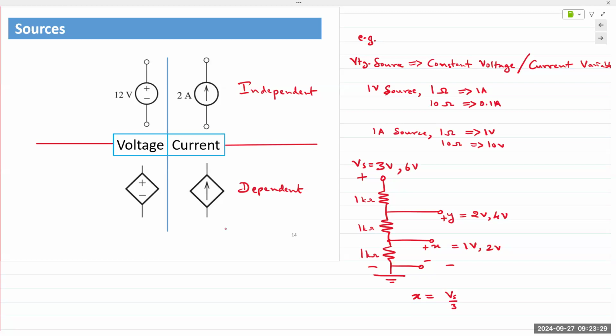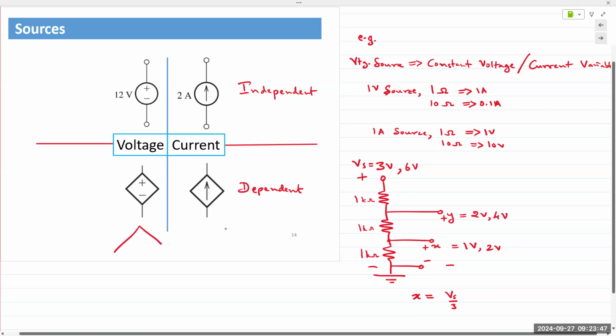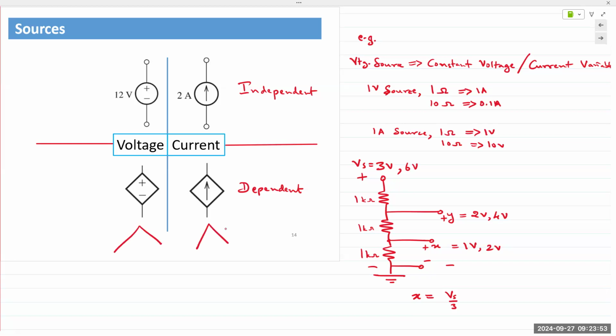Now for transistors, we say the transistor has an amplifying action. So it supplies an output current at the collector, but that output current at the collector depends on the base current. And so that's why it's very helpful and useful. Plus and minus indicates it's a voltage source. The arrow indicates it's a current source. The dependency can be of two kinds. It could depend on a voltage or it could depend on a current.